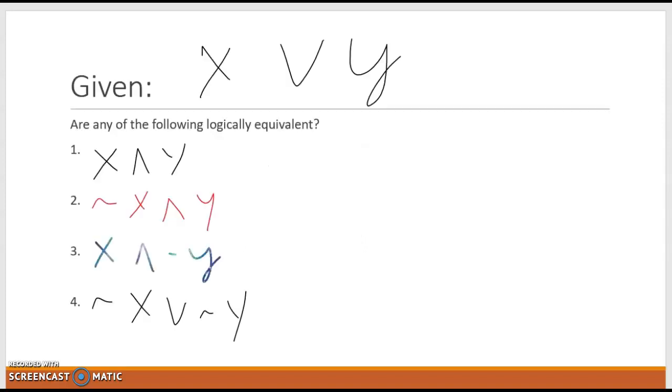So we are given, and we're just going based off of symbols here, X or Y, right? So remember, symbolically, the V means or. So X or Y. And we are going to determine if any of the four following are logically equivalent. So we have X and Y, the negation of X and Y, X and the negation of Y, or the negation of X or the negation of Y. So we're basically comparing these five statements. So let's go ahead and do that within a truth table.